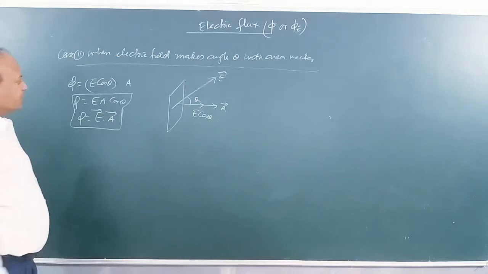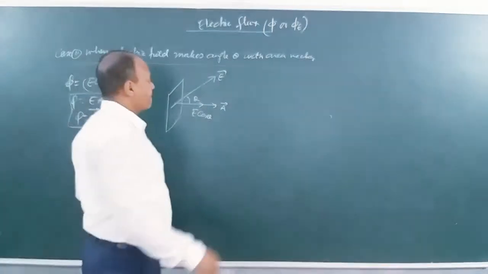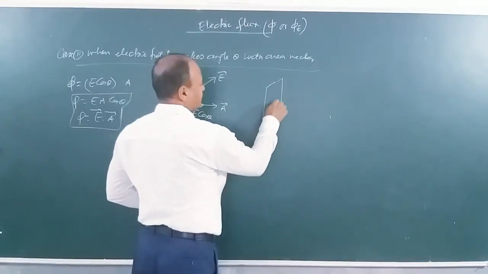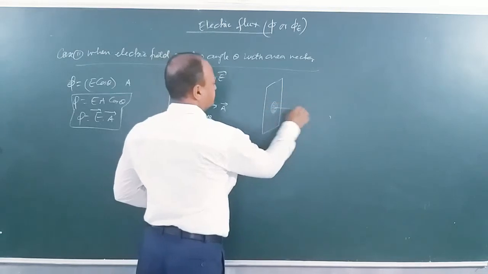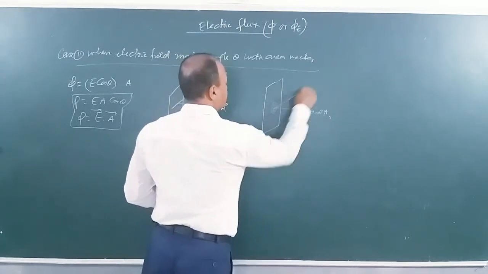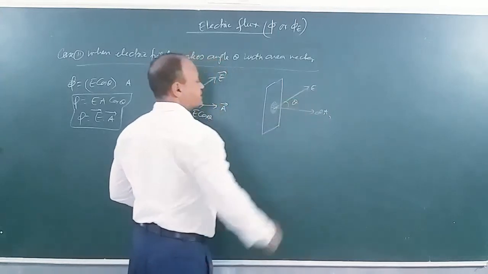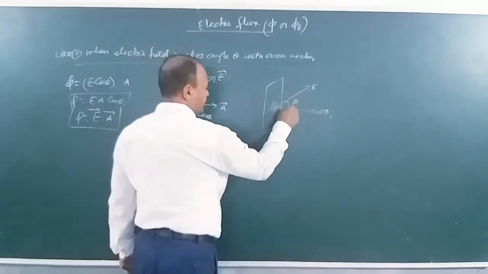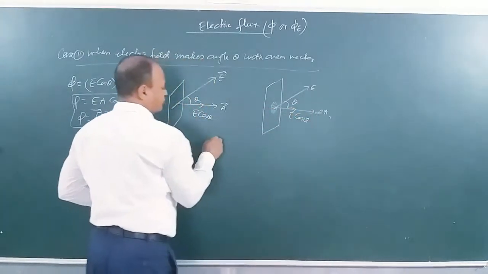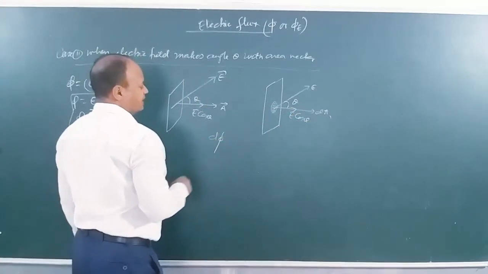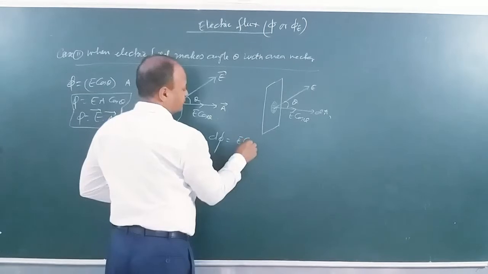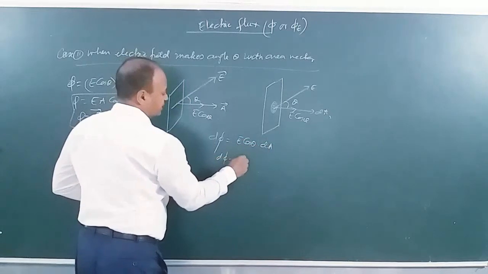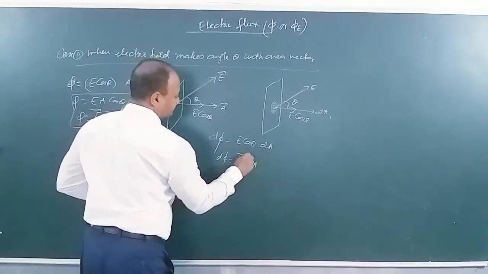Now what will happen if I consider a very small area? Suppose I take a small area here. This is dA, and this is E, and this angle is theta. Then if the area vector is small, the component here is E cos theta, and the flux will also be small, d phi, which is E cos theta into dA, or d phi is equal to E dot dA.